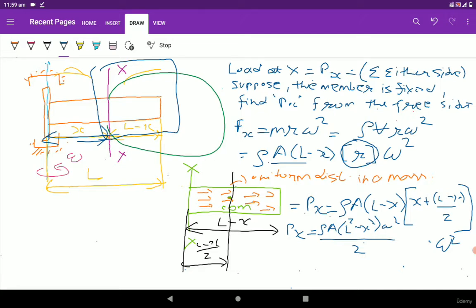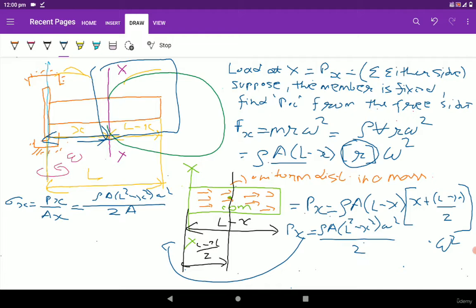So we can find sigma x equal to Px upon A, which is rho A (L square minus x square) omega square by 2A. A will cancel out, so we get sigma x equal to rho (L square minus x square) omega square divided by 2. This is the expression for sigma x.